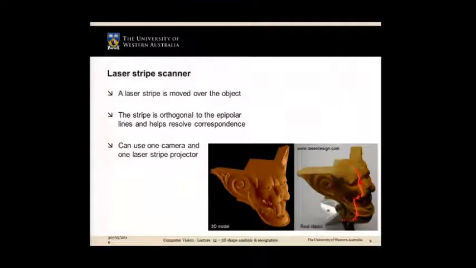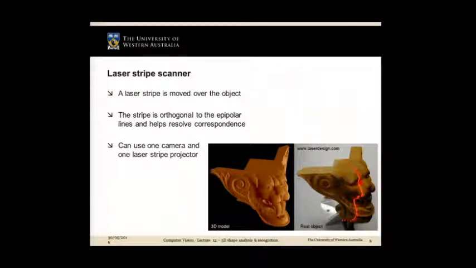So, starting with the acquisition techniques. If you remember, we discussed the laser stripe scanner. What happens is the stripe is moved over a 3D object, and that stripe actually captures the image. The stripe is projected perpendicular to the epipolar line.